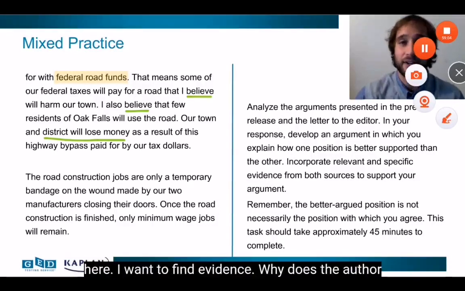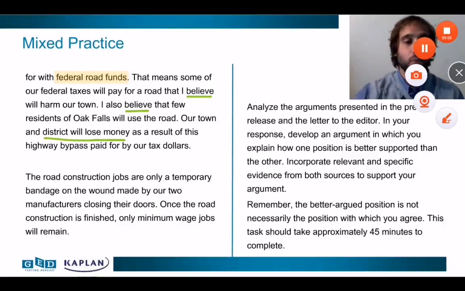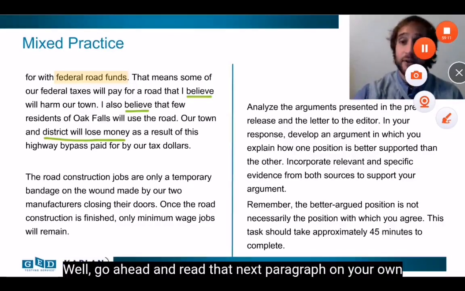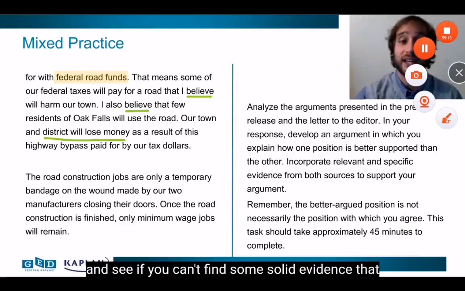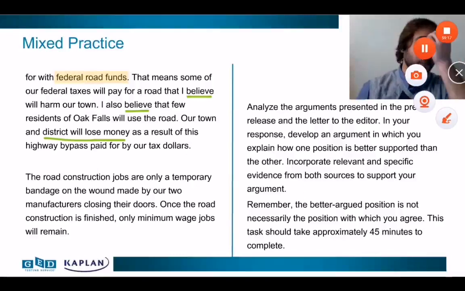I want to find evidence. Why does the author believe that they're going to lose money here? Well, go ahead and read that next paragraph on your own and see if you can find some solid evidence that might support this author's stance. What do you see?